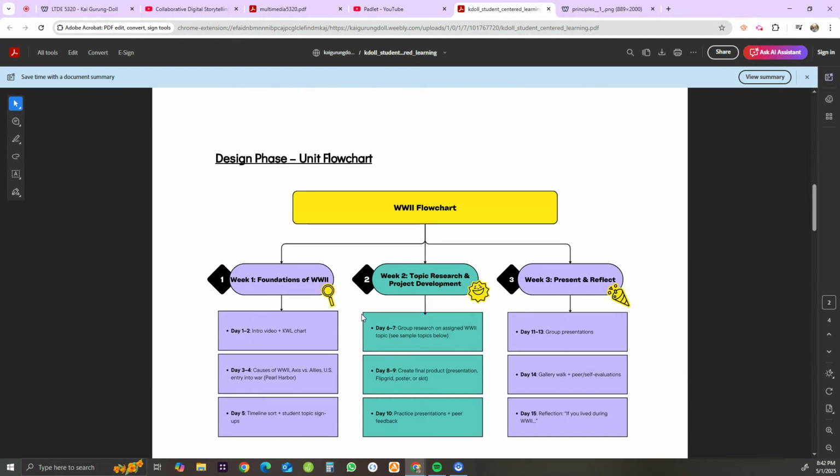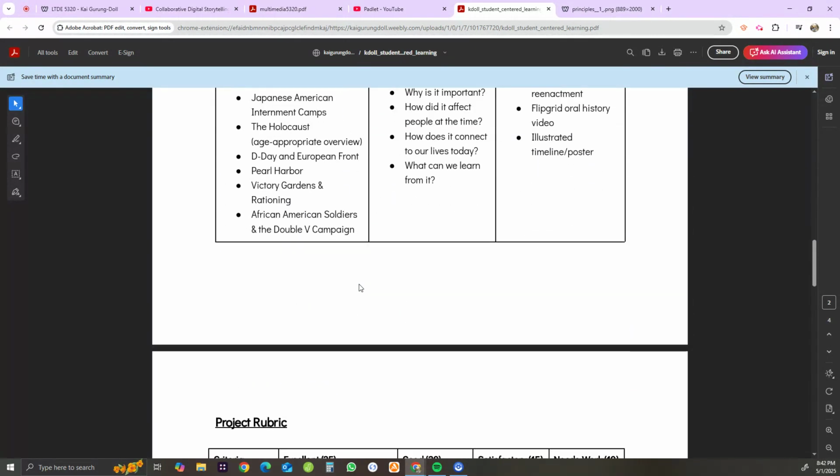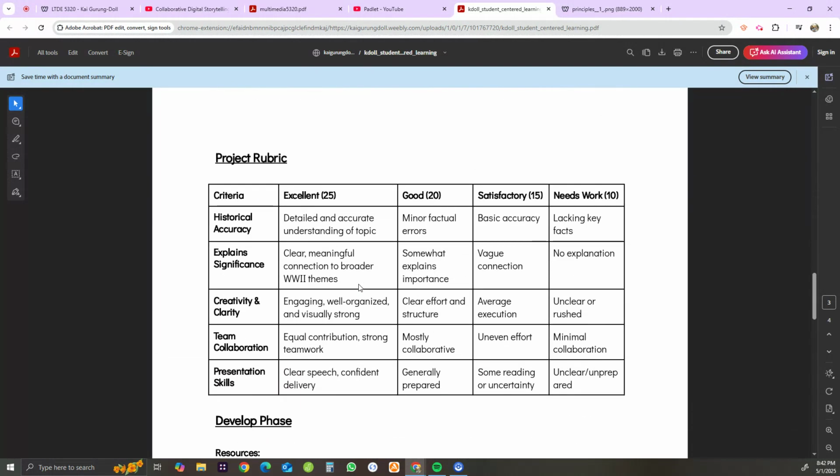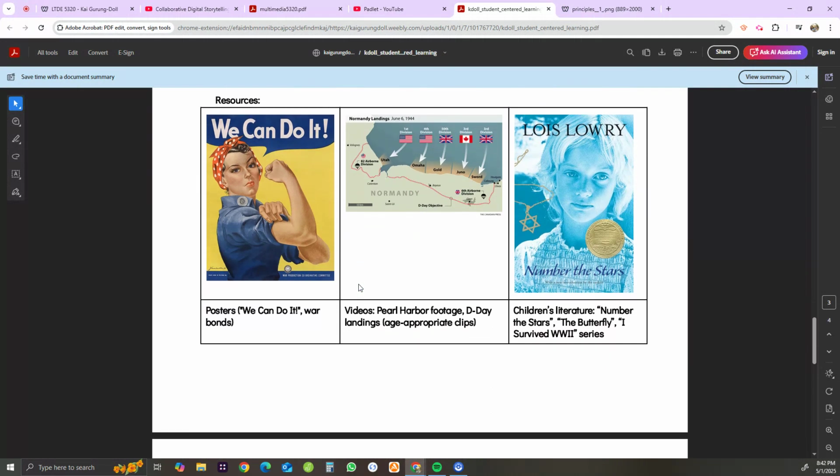little flowchart from Canva, which is divided into 3 weeks. The course was divided into 3 weeks, the lesson. And for day one of each week, it talks about what my students are going to do. I made a project rubric that goes with this project, as well as resources.